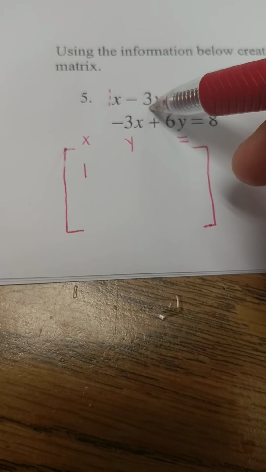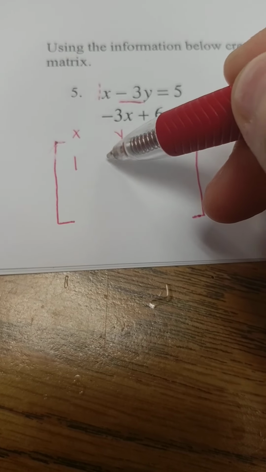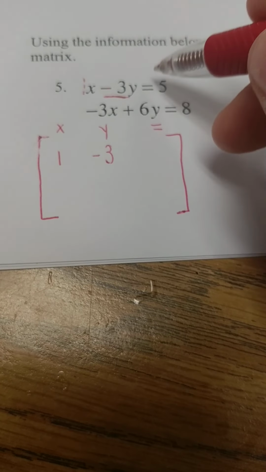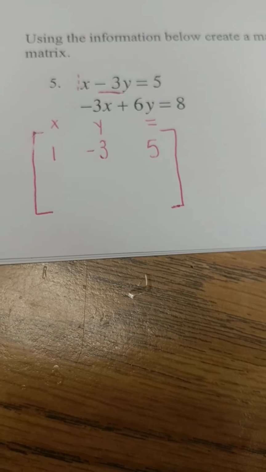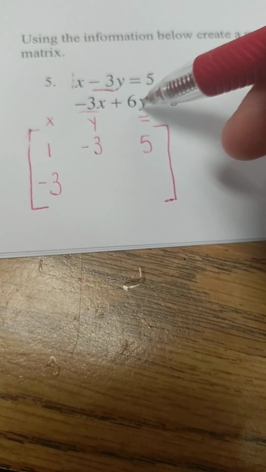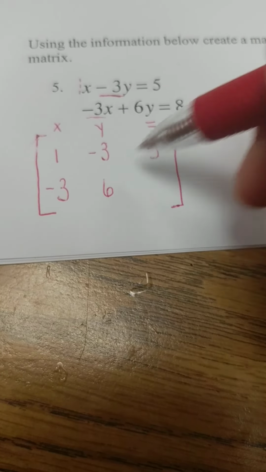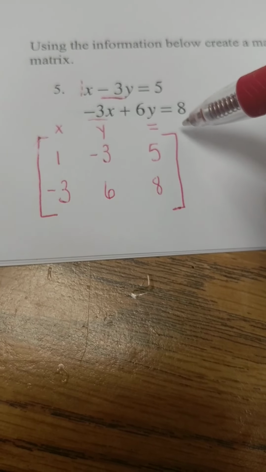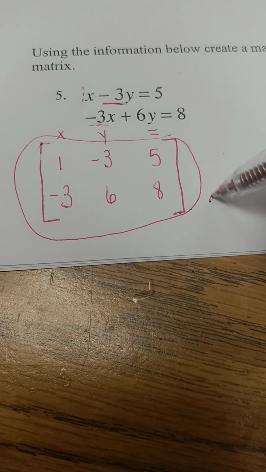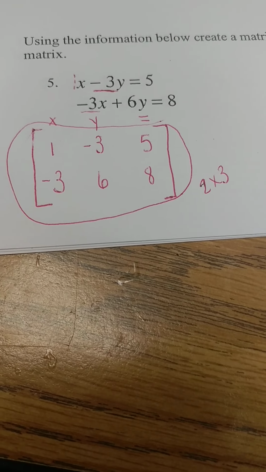The number here in front of this y is a -3. Some of you are still writing 3. If it says minus, it means negative. And the number after the equal sign is 5. Same thing for the next row. We have a -3 in front of x, a 6 in front of y, and an 8 in front of the equal sign. Now the matrix would be this part right here, and the dimensions are a 2 by 3.